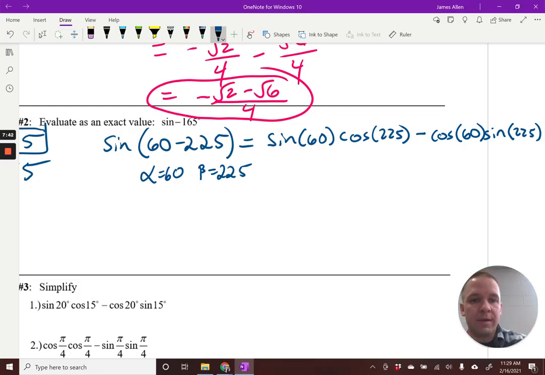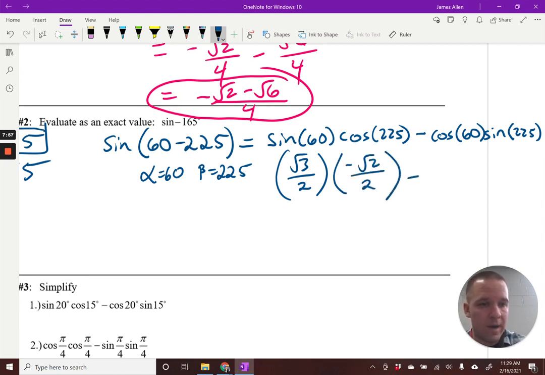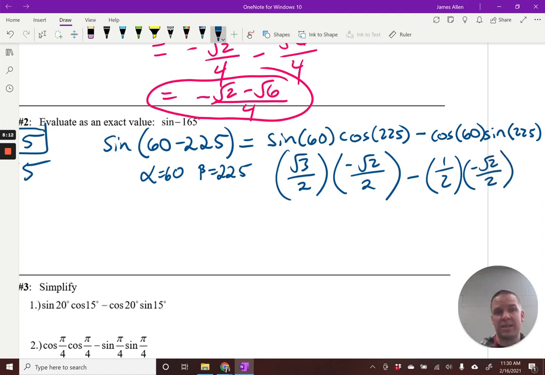They match up. All right, so sine of 60, that would be root 3 over 2. Cosine of 225, that is going to be a negative root 2 over 2 minus. And then cosine of 60, that's 1/2. And then sine of 225, that's going to be negative root 2 over 2 as well. Cool. Awesome. And you'll start to notice some patterns, like when you have sine of 60 and cosine of 60, you're going to get the root 3 over 2 and the 1/2. You're going to see those kinds of things happening.